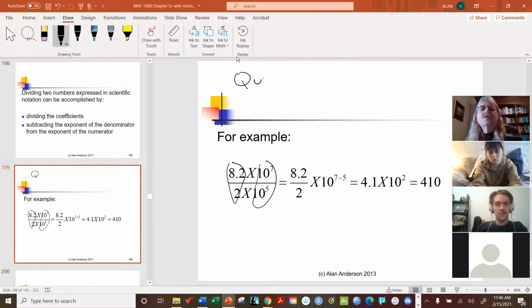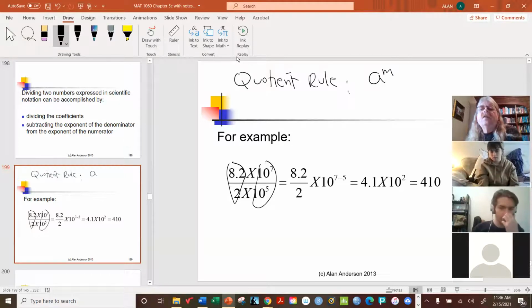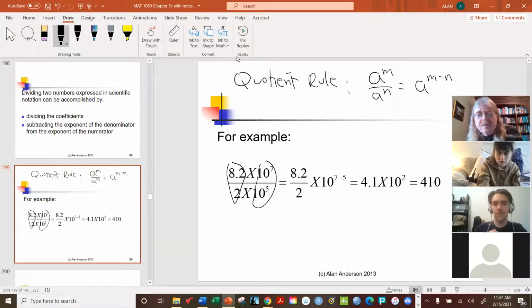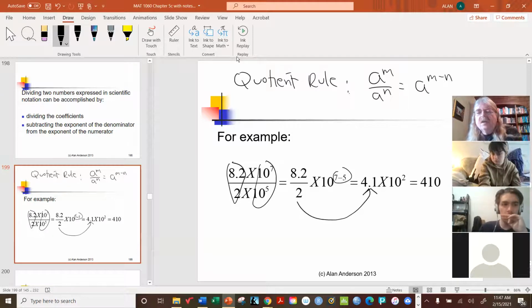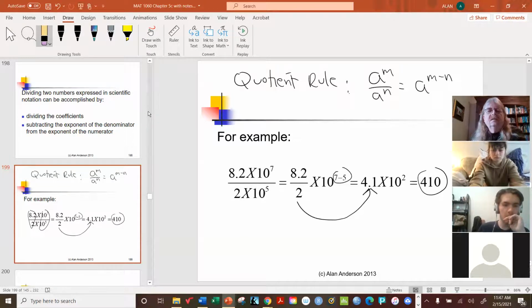All right, but anyway, here's the quotient rule, which you'll recall from just last week sometime. I think we started doing this. A to the m over A to the n is A to the m minus n. So that's what's happening here. The exponent here will be 7 minus 5, which means we have 4.1 times 10 squared, or you can simply rewrite it as 410. It means the same thing.